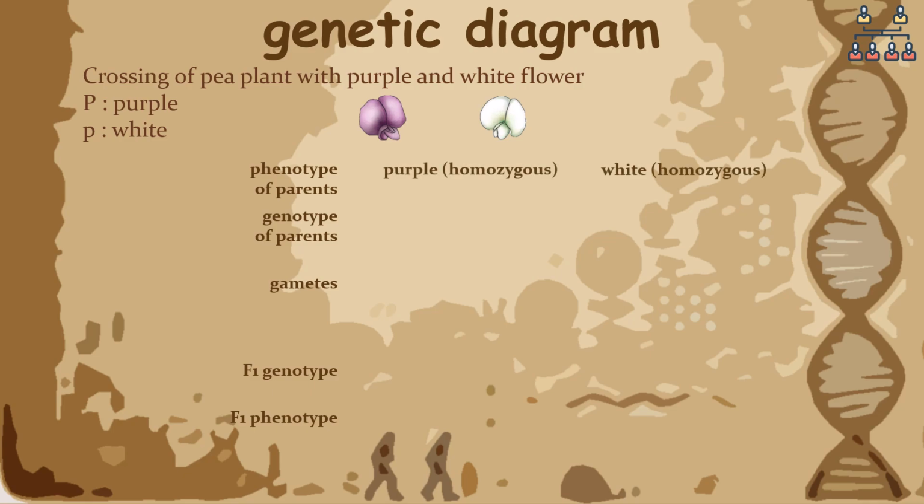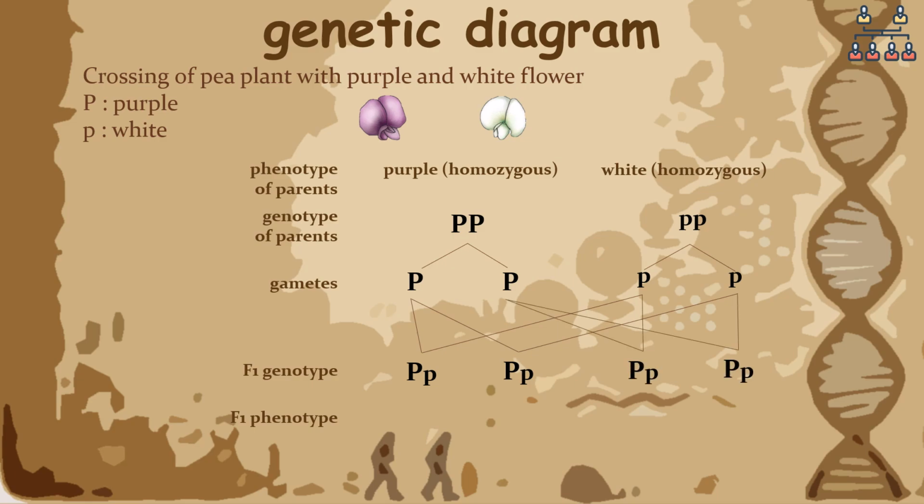For genotype, we have 2 capital P for parents with purple flowers and a lowercase p for the white flower. Meiosis will take place and the alleles will separate. This big P can pair with this small p to produce a heterozygous offspring, or it can also pair with the other small p to also give a heterozygous plant. For the other big P, it is the same. It is only possible for it to pair with a small p, so all the F1 generation will be heterozygous, while all their phenotypes will be purple.